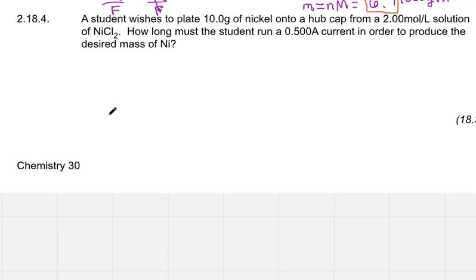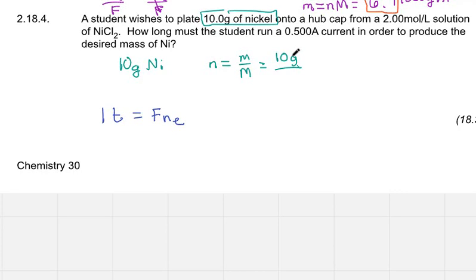So we know we're trying to use this formula, IT equals F and E. They tell us the current, 0.5 amps. We're supposed to find the time, so we're solving for that. We always know the Faraday constant. We don't have the moles of electrons, but we can get the moles of nickel. They've given us that indirectly. 10 grams of nickel. Number of moles would be mass divided by molar mass.